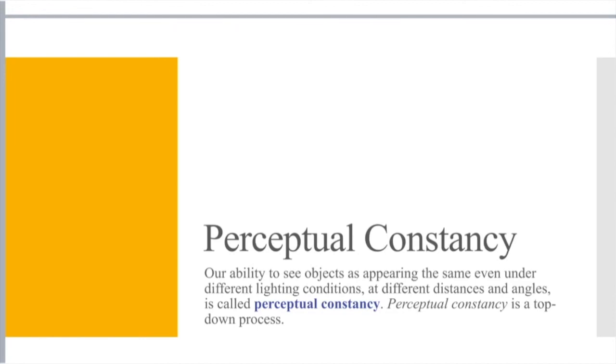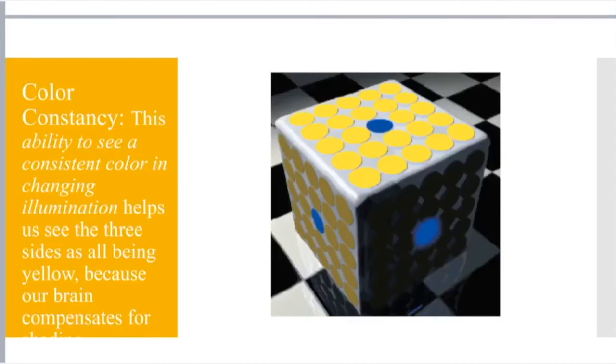And this is really our ability to see objects as appearing the same even under different lighting conditions, at different distances and angles. Perceptual constancy is a top-down process, right? We're referencing from experience the fact that even though our eyes are taking in a different stimulus and a different sight, our top-down processing says, well, we know that the cabinets are still white or that they are still a butcher block top at a cedar tone, right? So there's a couple of different examples of this.